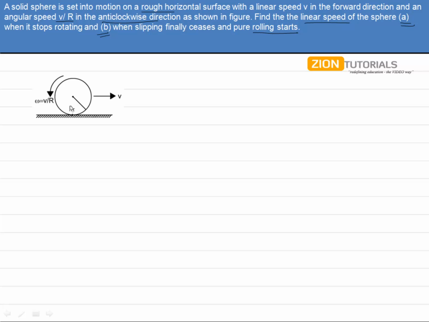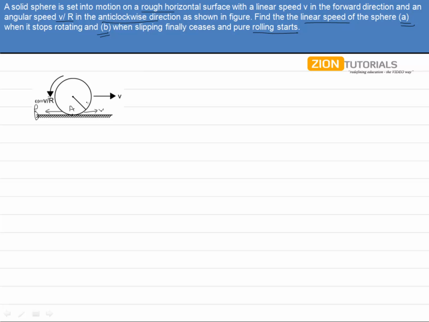Now, if we look at this point A, which is in contact with the ground, then we have an anti-clockwise velocity. So here we will have a velocity omega into r, that is v to the right, and it is itself moving with the velocity v. Hence, the velocity of this point becomes 2v forwards, and hence it slips on this surface, which produces a frictional force F in the backward direction.